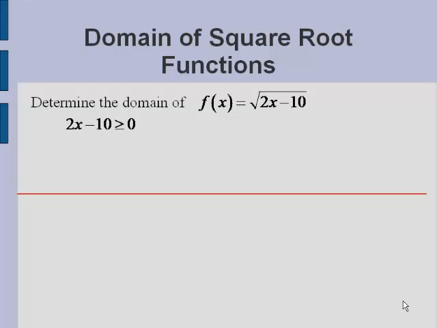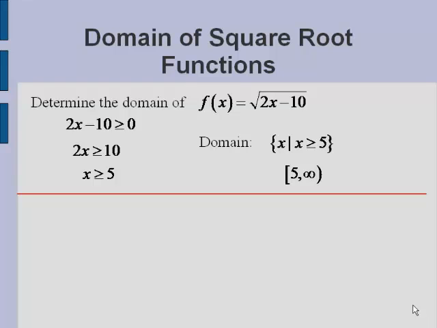Solving this linear inequality, we add 10 to both sides and divide by 2, and x is greater than or equal to 5. So what this tells us is the domain of this function is the set of x such that x is greater than or equal to 5, or in interval notation, bracket 5 comma infinity.